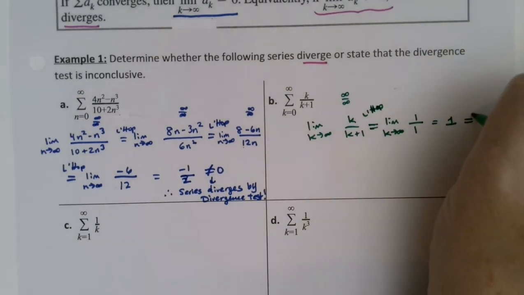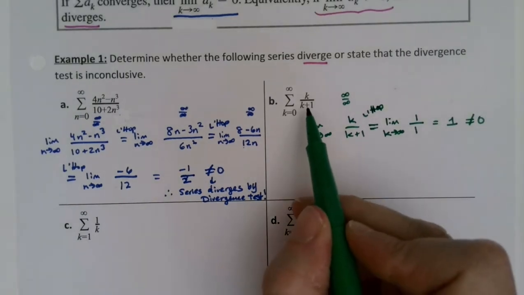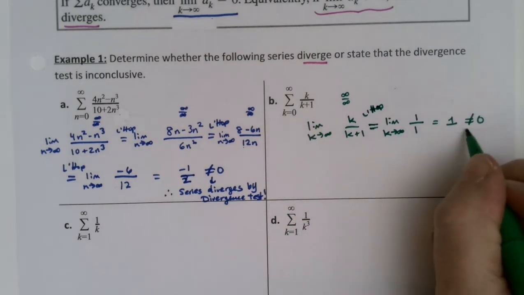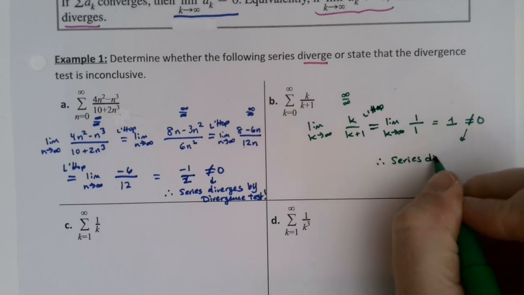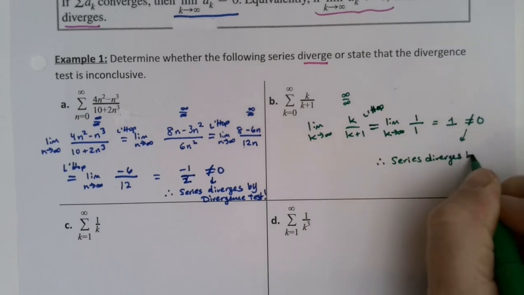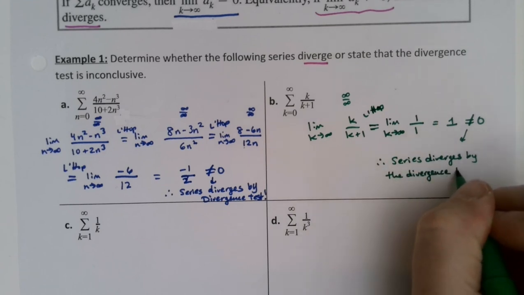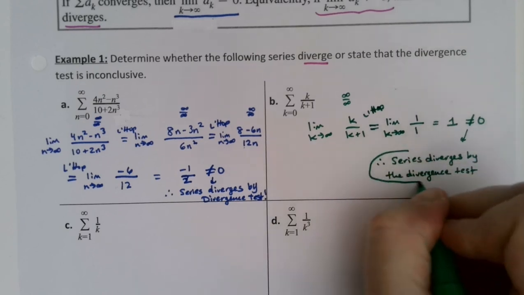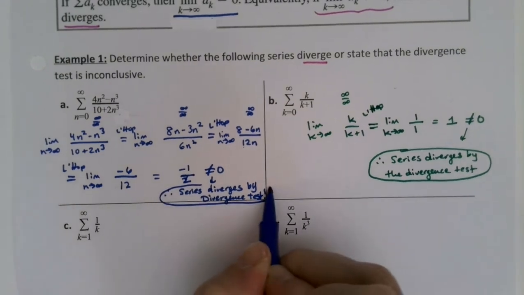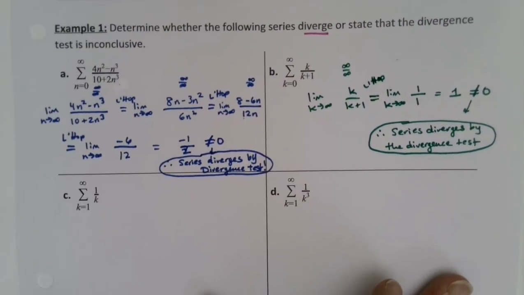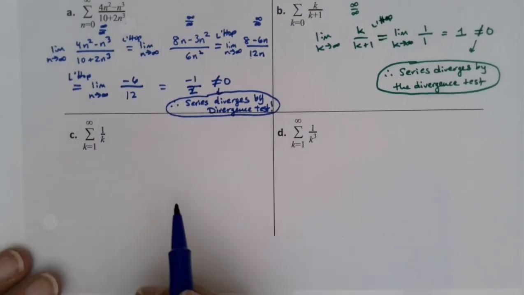Hey, you know what 1 isn't? 1 is not 0. If you're adding up infinitely many 1s, you're going to get infinity. It's going to diverge. So therefore, the series diverges by the divergence test. There we go.